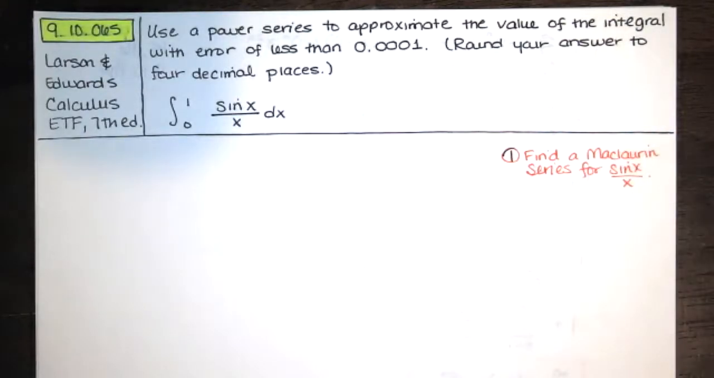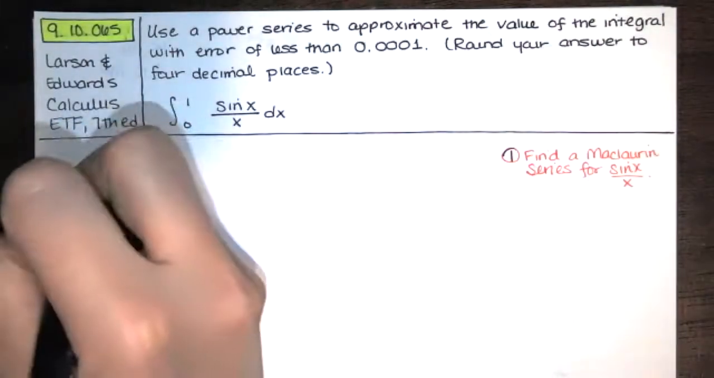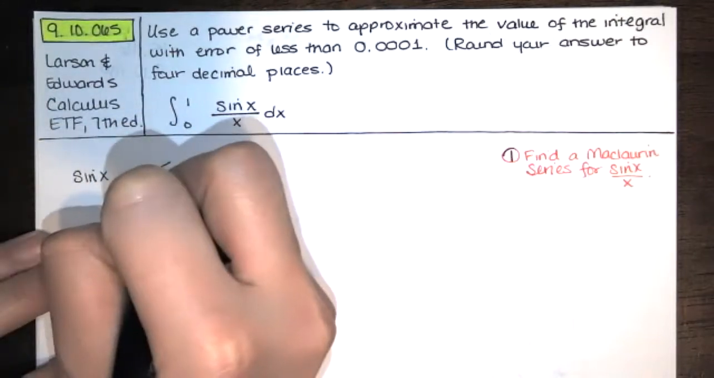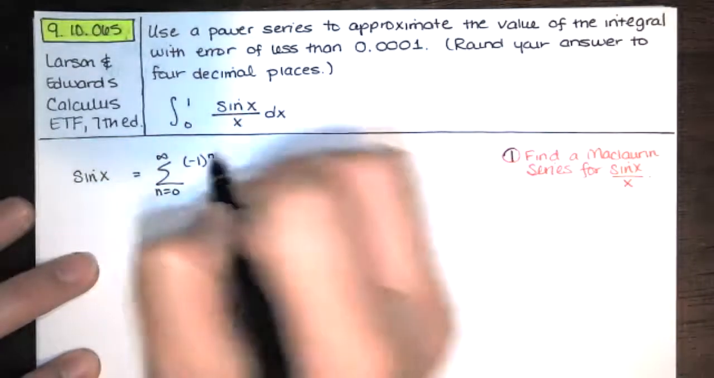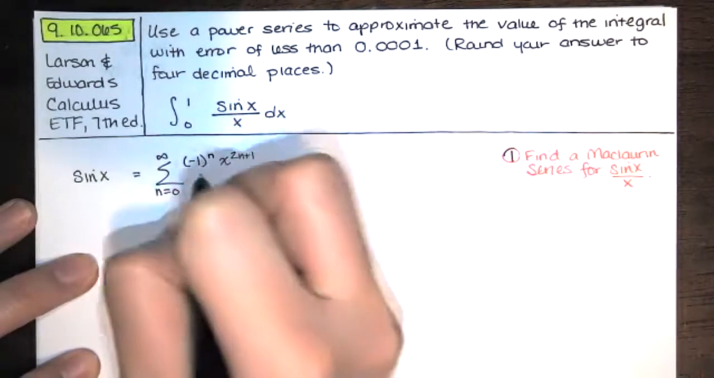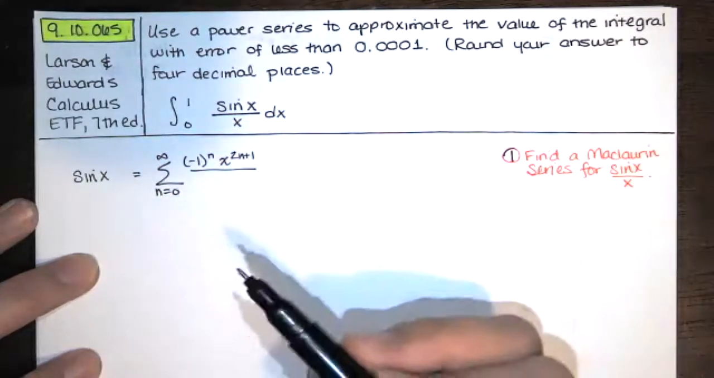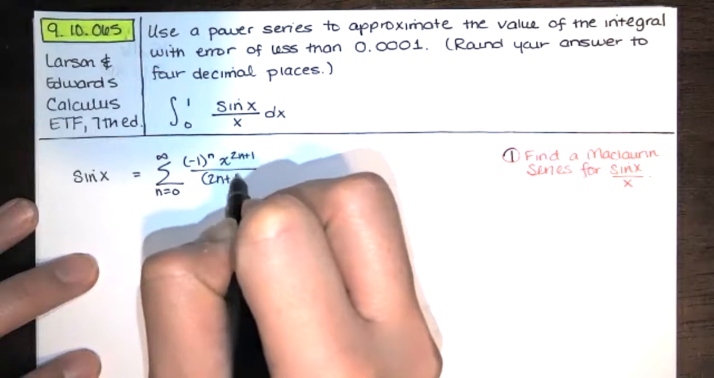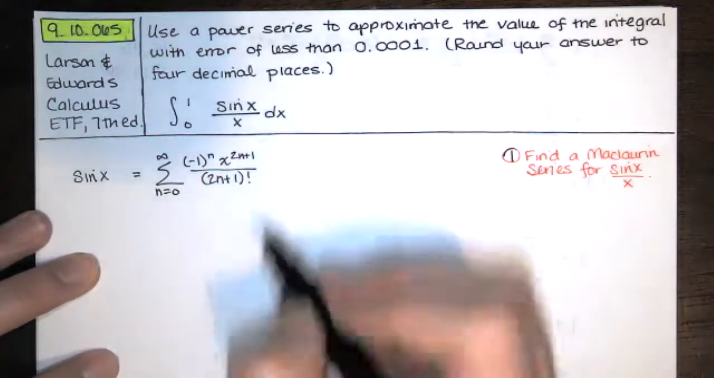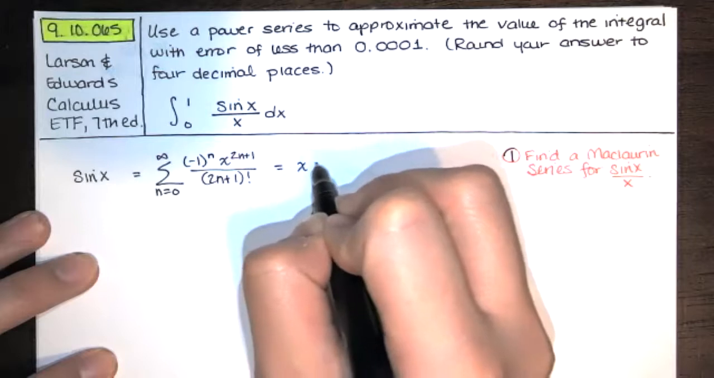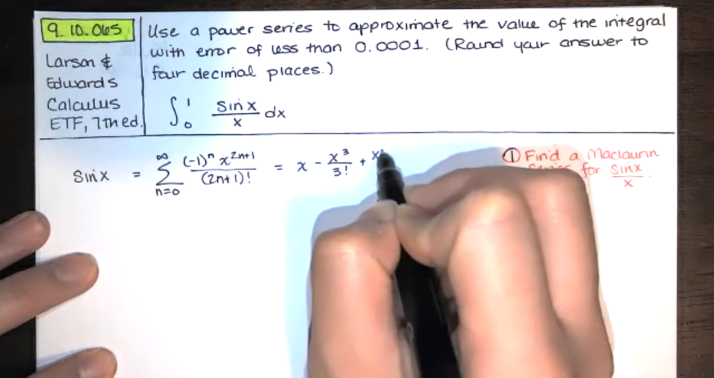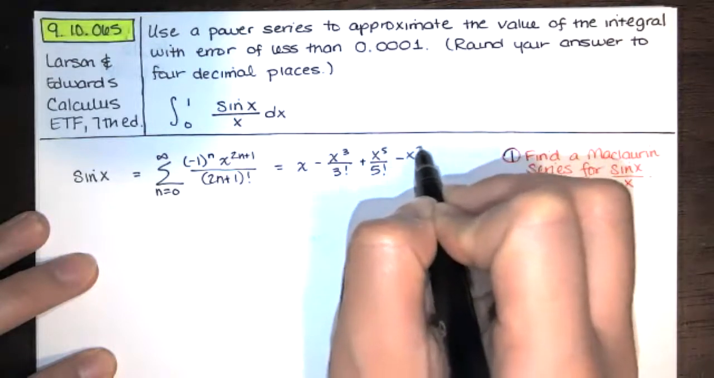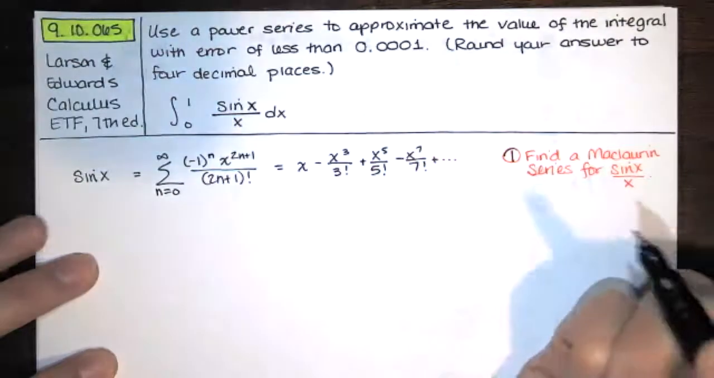Well, that's easy enough to do. We just take the Maclaurin series for sine of x, which we know looks like this. It's an odd function, so it gets all the odd terms. We've got a -1 to the n here, and if n is an integer, 2n plus 1 is odd. We're dividing by 2n plus 1 factorial. So this is sine of x. We expand this: x minus x cubed over 3 factorial plus x to the 5th over 5 factorial minus x to the 7th over 7 factorial plus higher order terms.